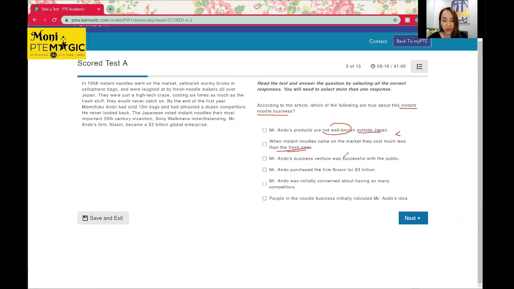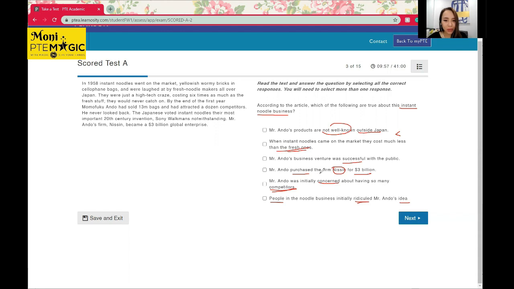Okay, Mr. Ando's business venture was successful with the public. Mr. Ando purchased the firm Nissan for $3 billion. Mr. Ando was initially concerned about having so many competitors. There's a name, so you can find the name and even the number. Competitors and concern. Okay, people in the noodle business initially ridiculed his idea. Ridicule here means they were making fun of his idea. They did not take it seriously.